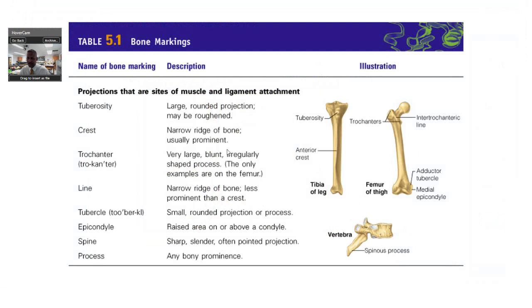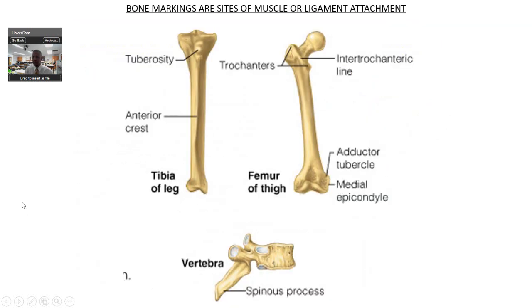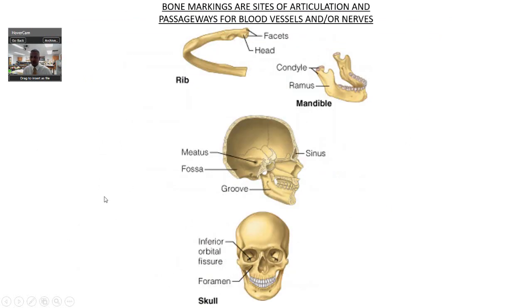So let's dive into this in a little more detail. So think about this. These projections, like muscle attachments, that's one thing. Then you have these areas that help protect the joints, and then you have these depressions, ovals, openings that allow blood vessels and nerves to pass through, and that's where you get a meatus versus a sinus, a fossa, a groove, a fissure, a foramen or foramina. And here's an example of a tuberosity, trochanters. All right, so let's break down what they all do here.